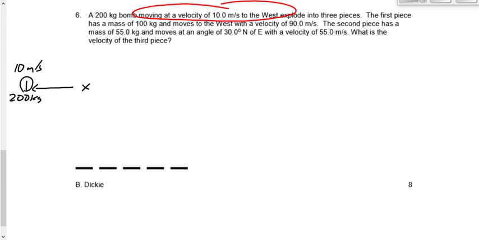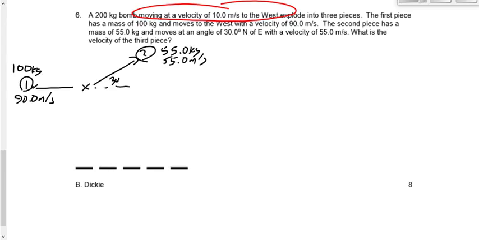No, that's not right. No, that's before, right? Afterwards, we got 100 kilograms going off at 90 meters per second. That's piece number 1. Piece number 2 is going north of east, 55 kilograms, 55 meters per second, at an angle of 30 degrees.